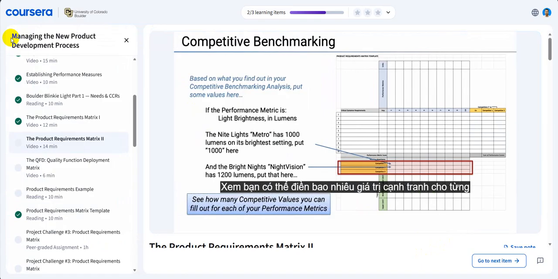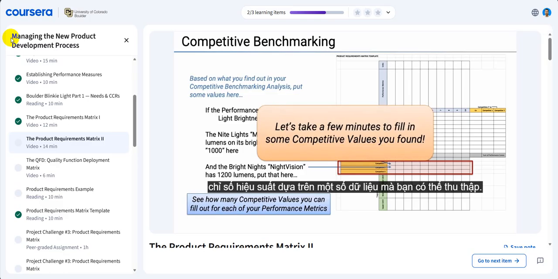See how many competitive values you can fill out for each of your performance metrics based on the data that you've been able to collect. Let's take a minute to do that. You can fill in some of the competitive values that you found, and we'll come back and fill out the section of the diagram.